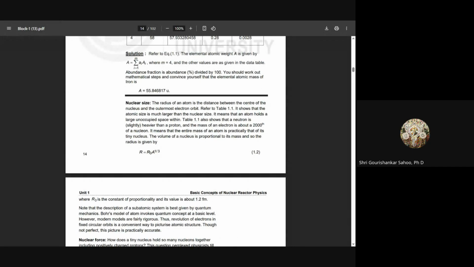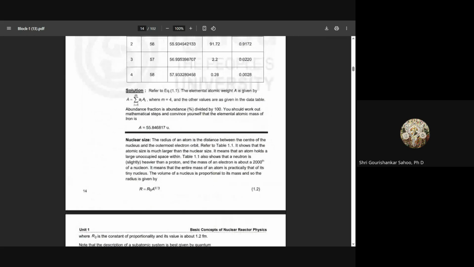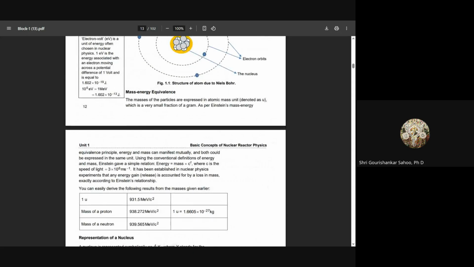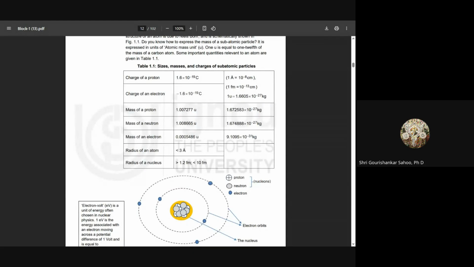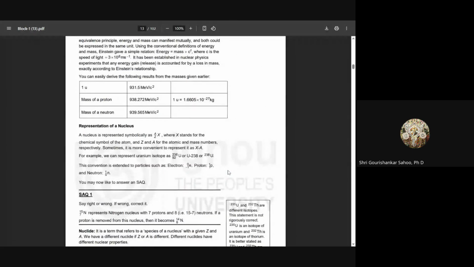So what is nuclear size? The radius of an atom is the distance between the center of the nucleus and the outermost electron orbit. So you can see here in table 1, which we have discussed, proton, electron, neutron, and so on, atom and nucleus.